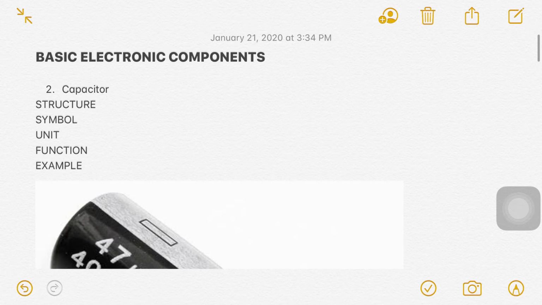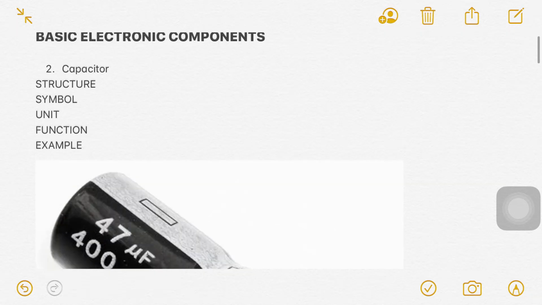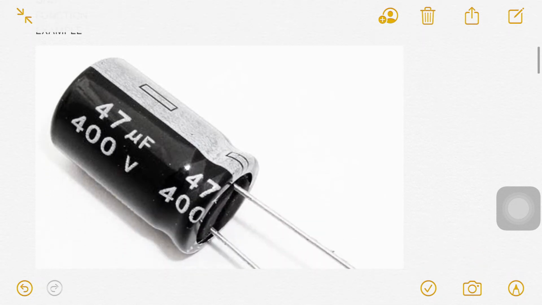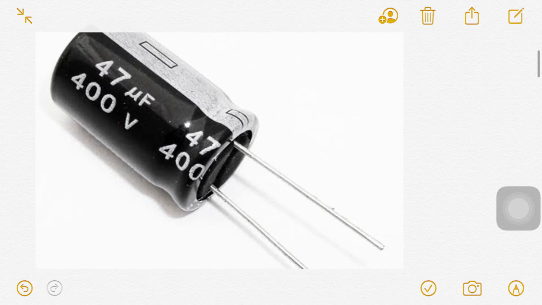I'll be discussing first the structure, then the symbol, the unit of capacitance, the function of a capacitor, of course, and also I'll give an example kung saan ginagamit or ang use ng capacitor. So, first of all, if you're not yet familiar, this is an actual picture of a capacitor. Actually, maraming klase ng capacitor. Ito yung very common, I would say, na makikita natin at magagamit natin. Ganito yung itsura niya.